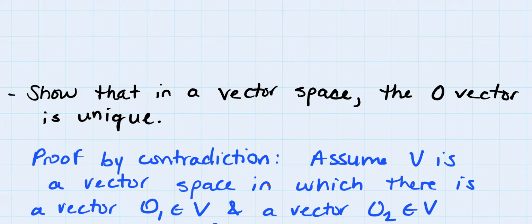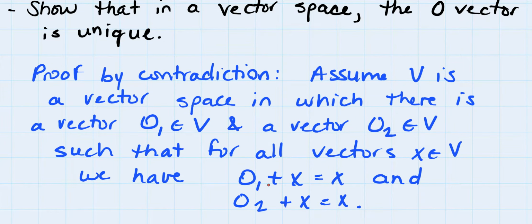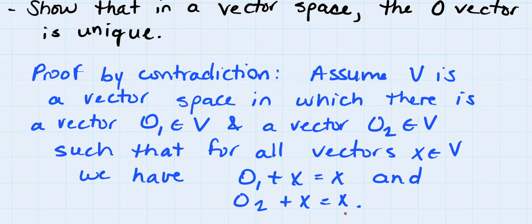So what we're going to do is we're going to assume V is a vector space in which there is a vector, we're going to call it 0 sub 1, and another vector 0 sub 2, such that for all vectors x in V, we have these properties. 0 sub 1 plus x is equal to x, and 0 sub 2 plus x is equal to x. Now remember, this x is any vector in your vector space, including the 0 vectors.